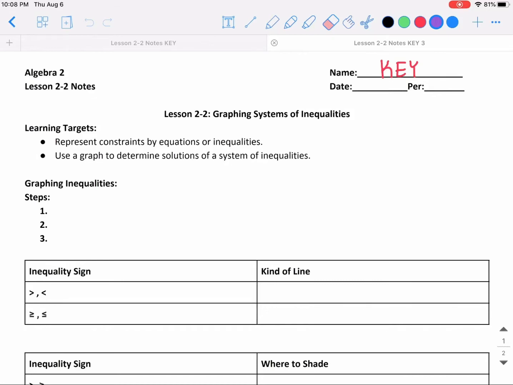In this video, I'm going to talk about graphing systems of inequalities. But before I talk about systems of inequalities, which is multiple inequalities at the same time, I'm going to talk about graphing independent inequalities. There are 3 steps to doing that.